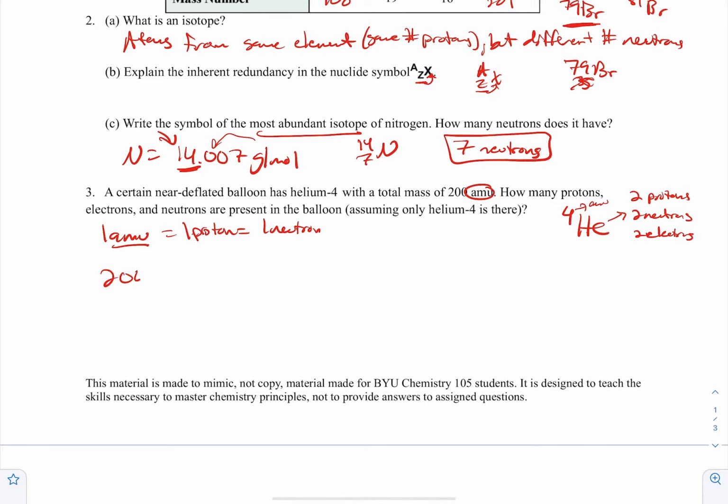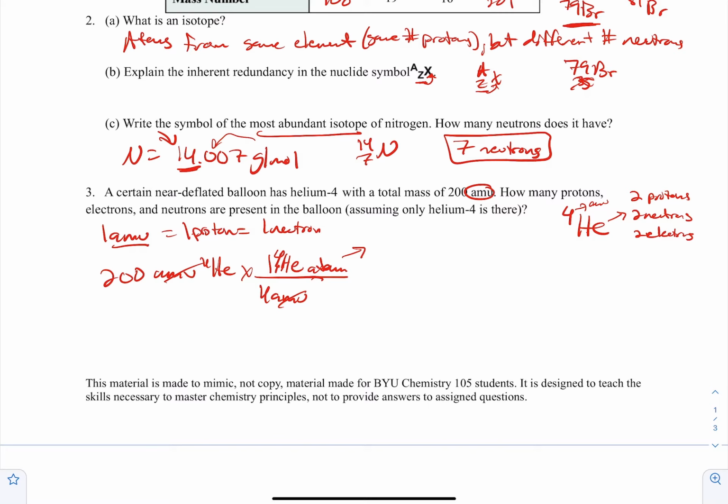So 200 atomic mass units. Of what? Of helium-4. And I know that there are 4 atomic mass units for every 1 helium-4 atom. Okay, helium-4 atom. Correct? So if I were to divide this over like this, I would find out how many atoms I have, right? And in this case, it looks like there would be 50 atoms, 50 helium-4 atoms.